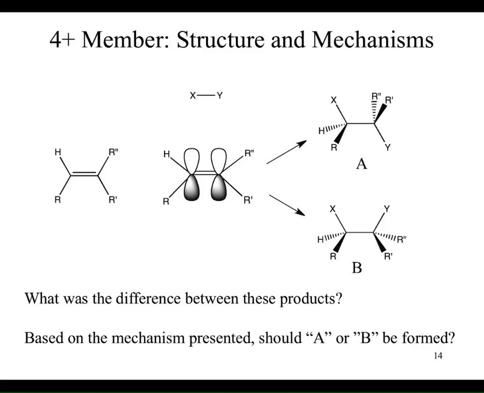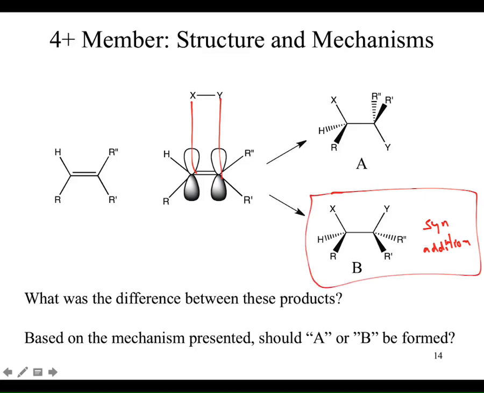Right. So, in the cases that you just showed, we had X and Y connect on the same side. Yeah, exactly right. We get the syn addition. It's not a big surprise. It's exactly what happens. Those pieces now have to come in on the same side of that pi bond. So that's going to align our stereochemistry a little bit differently than if we had a 3-membered system.